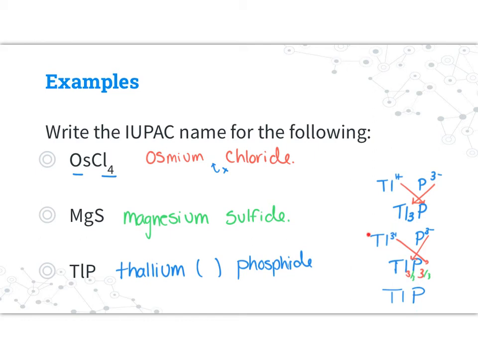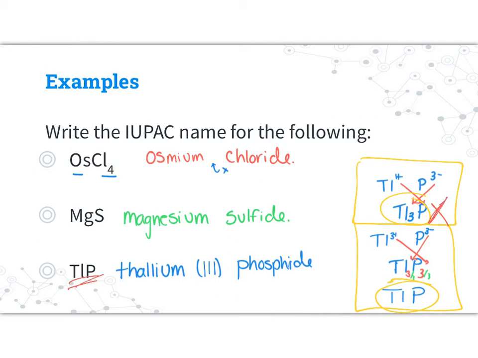This came from thallium 3 plus. So I'm going to include a 3 as a Roman numeral. So the way that I test this is I test both and decide which one was actually the formula that I started with. This wasn't, therefore it cannot be thallium 1 plus. This was, therefore thallium 3 plus is the ion that we've used.